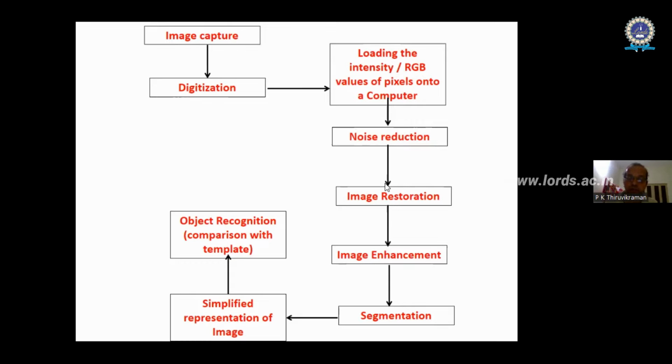Then you might want to do image restoration. Actually, these two things can be clubbed, as image restoration can include noise reduction. Then image enhancement to increase the contrast. Then segmentation. The last three parts are where the recognition aspect comes in. Segmentation means dividing the image into various regions according to the number of objects present. You might go for a simplified representation of the image. And finally, you recognize the object by comparing with a template.